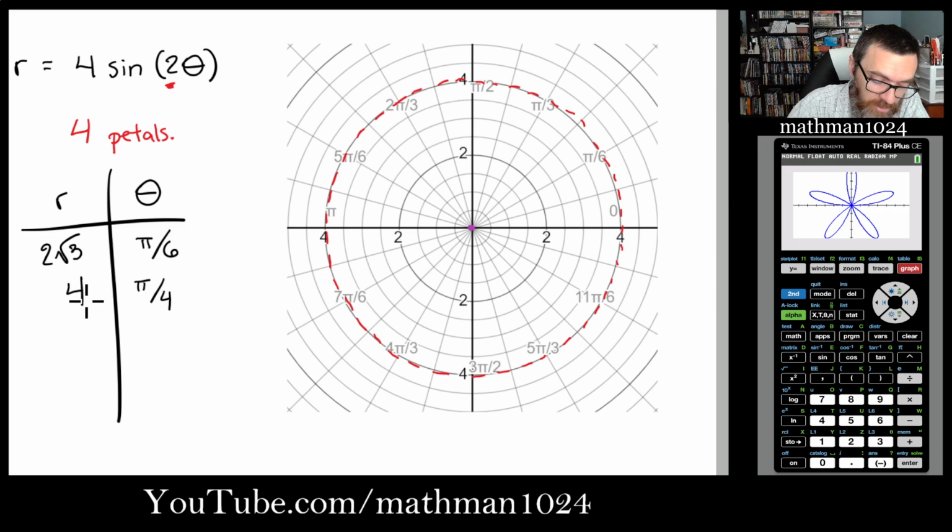So that would give me 4. I think that's going to be the one that breaks it open for us. So it says that at pi over 4, so angle it out this way, this is where we're going to reach our maximum value. So we're going to go from here to there, and that's going to be the max.